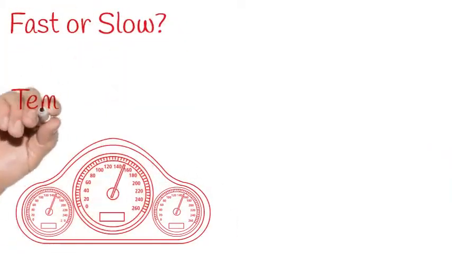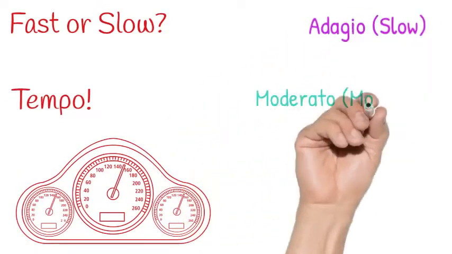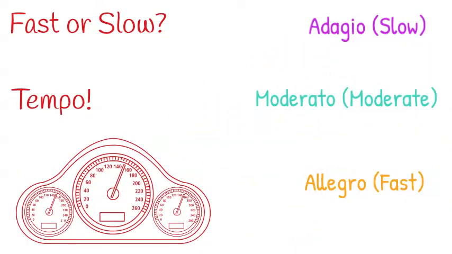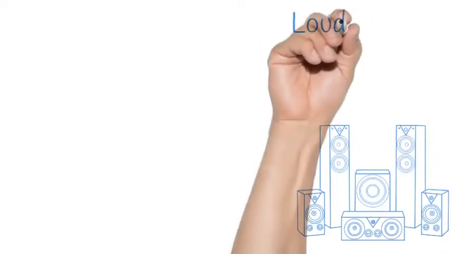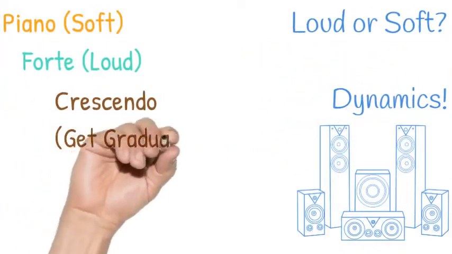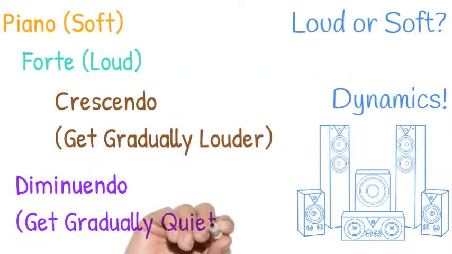For how fast or slow a piece of music should be played, we use tempo terms such as adagio, meaning slow, moderato, meaning a moderate speed, and allegro, meaning fast. For how loud or soft a piece of music should be played, we use dynamic terms such as piano, meaning soft, forte, meaning loud, crescendo, meaning get gradually louder, and diminuendo, meaning get gradually quieter.